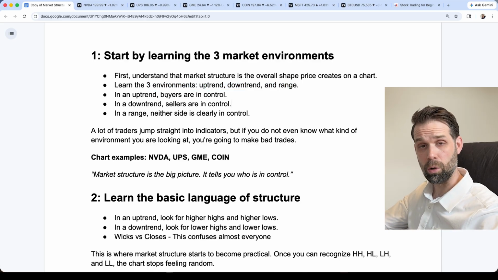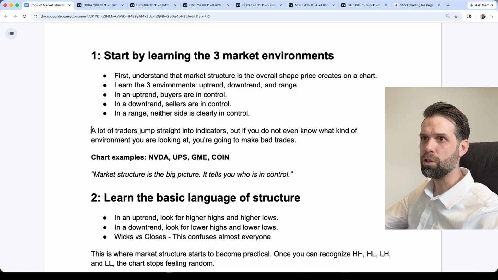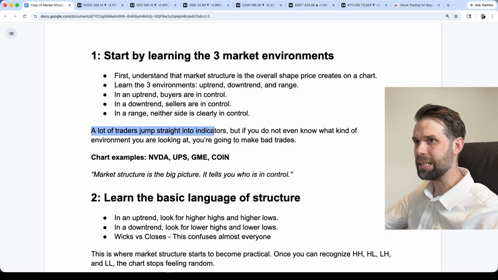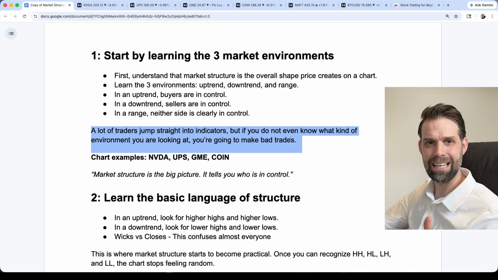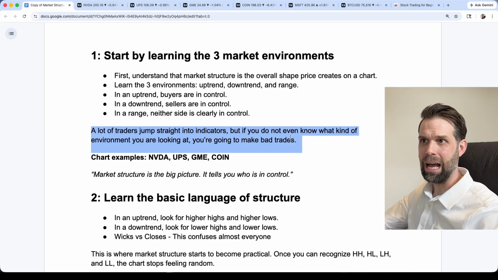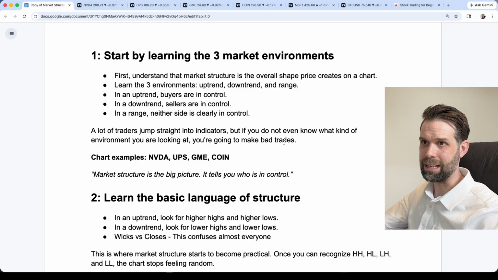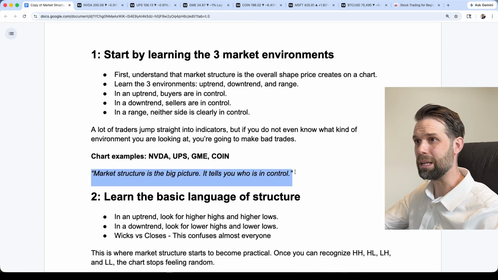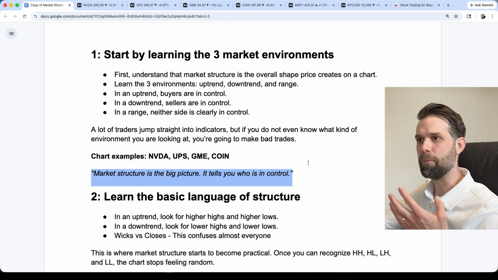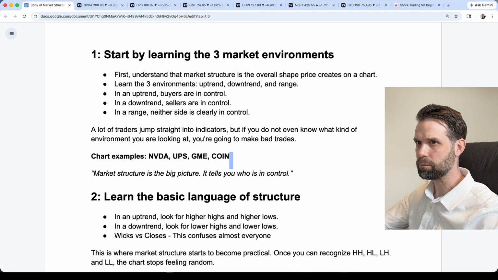Buyers are in control in an uptrend. Sellers are in control in a downtrend. So, unfortunately, some traders, they jump right to indicators without really knowing what kind of environment the stock is in that they are trading. And that's going to lead to mistakes and some bad trades. So we really want to understand that market structure is the big picture, and it tells us who is in control of the stock at the moment.